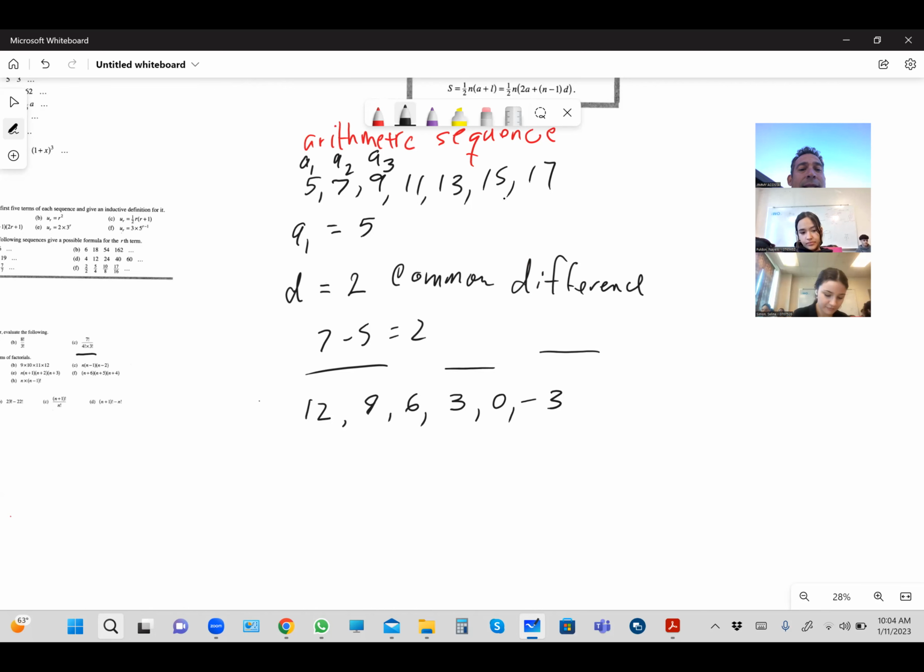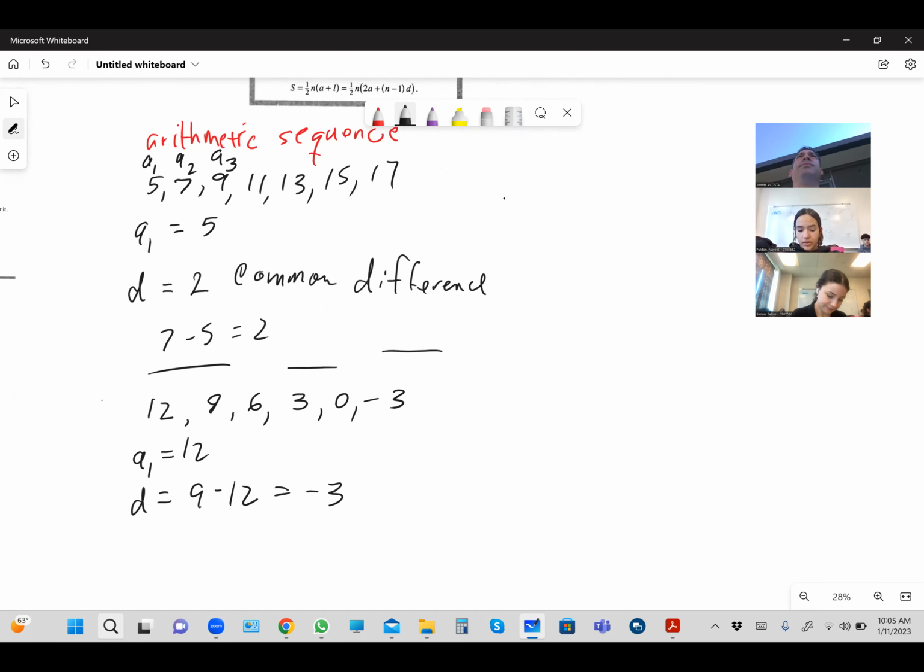This is an arithmetic sequence where the first term is 12 and the common difference is 9 minus 12, for example. It's -3. So you could have a common difference of -3, but the key here is that you're adding or subtracting the same number over and over again. Agreed? Yes or no? Yes. Obviously. Great.